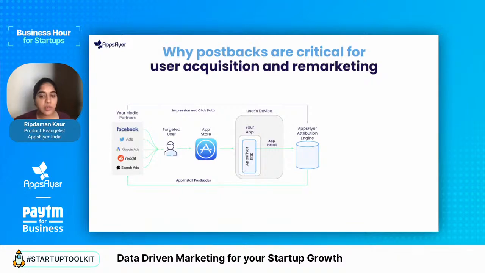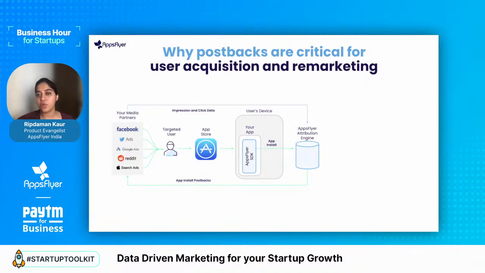But when you run future campaigns, you still want to acquire users. You still want to get more revenue out of these users. So you will be running retargeting campaigns. You'll be running user acquisition campaigns as well. So how do those future campaigns optimize? They will optimize using something called postbacks. Because when AppsFlyer is attributing an install to a media source, it is attributing the corresponding in-app events to that media source as well.